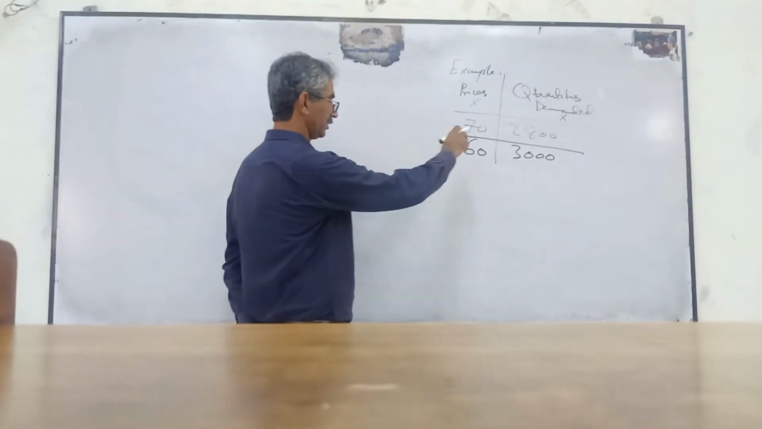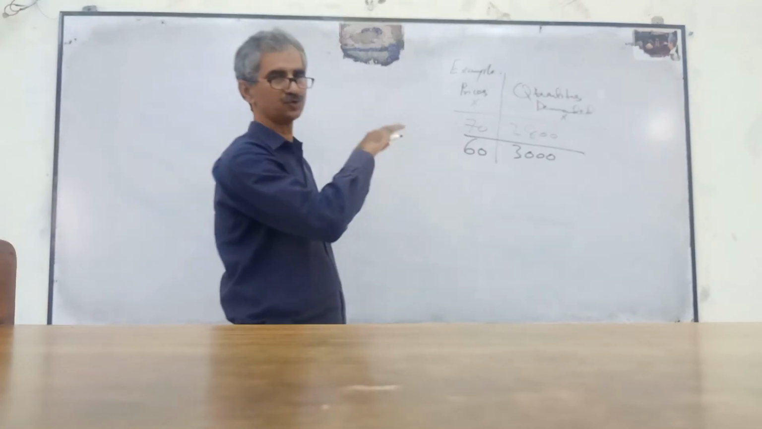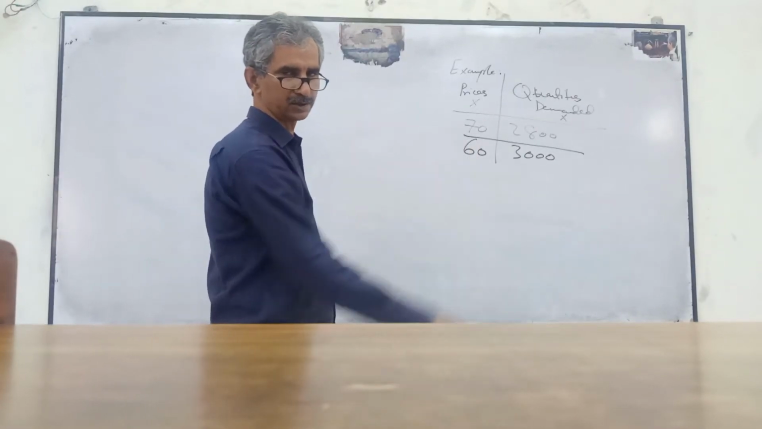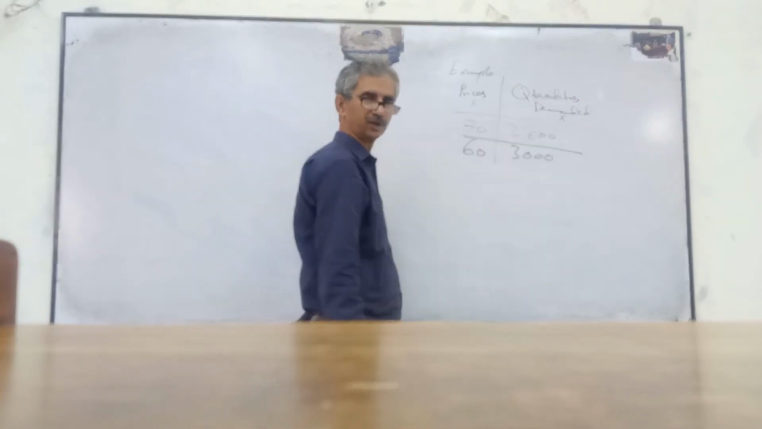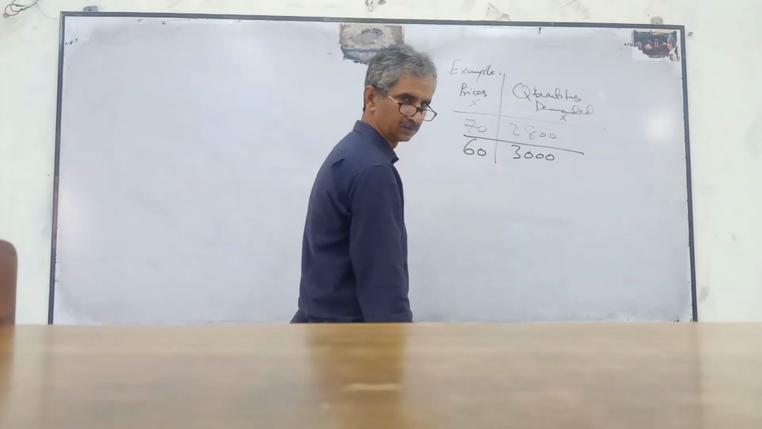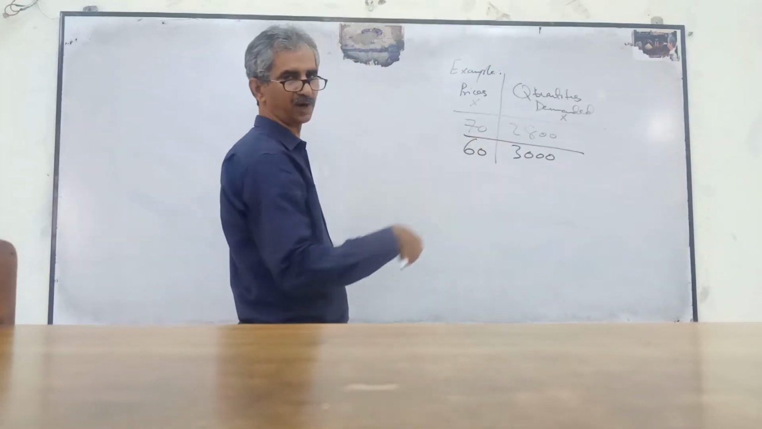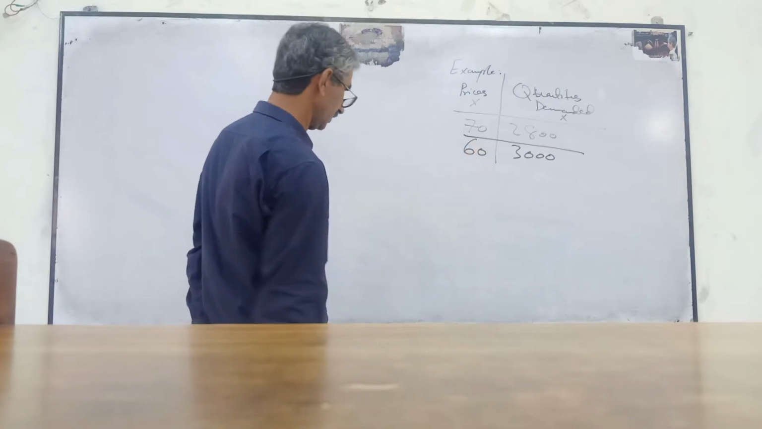Now we want to calculate the price elasticity of demand, that when the price changes from 70 to 60, then the quantity demanded changes from 2800 to 3000. So here we want to calculate the elasticity, that when a 1% change in price occurs, how much change in the quantity demanded occurs in this case.